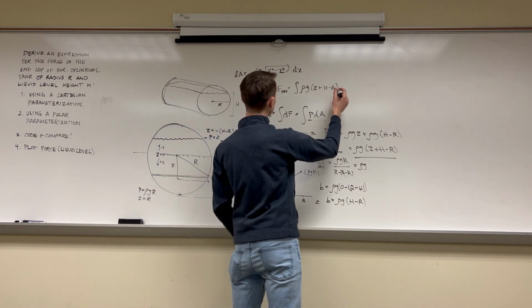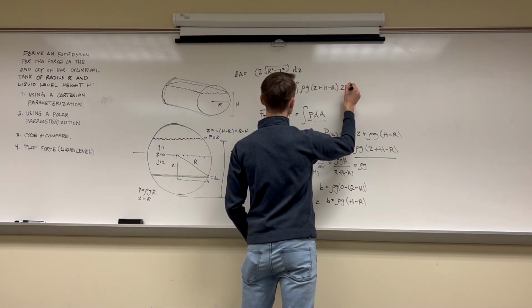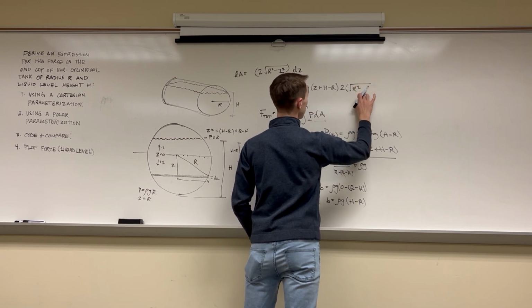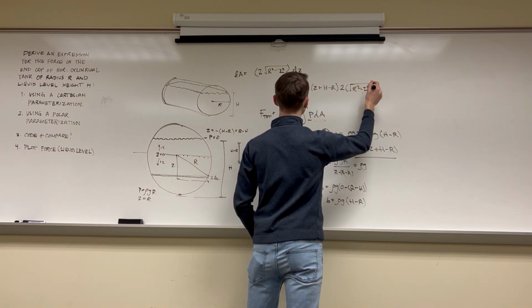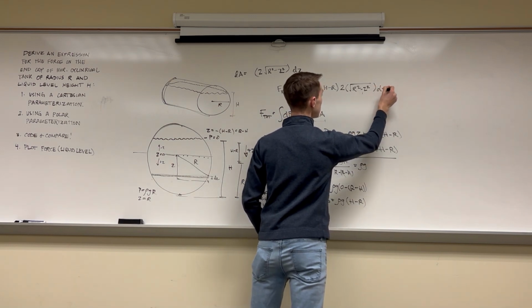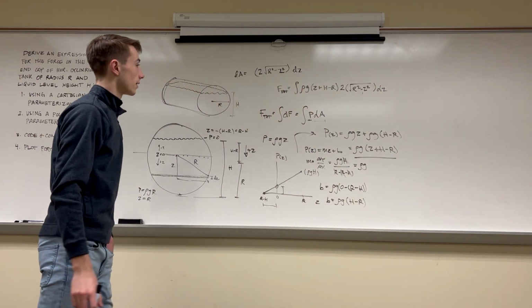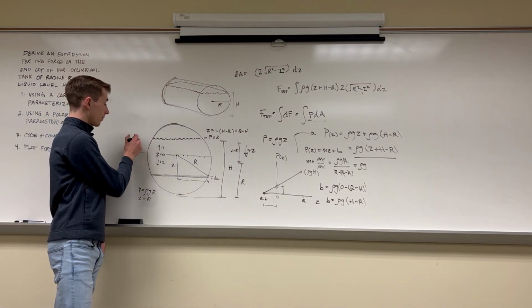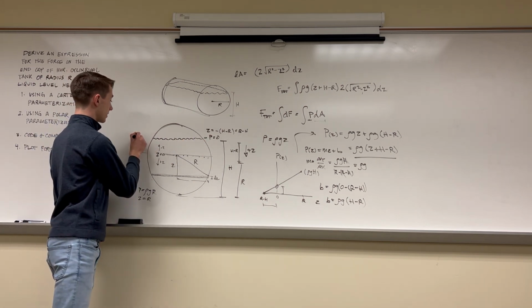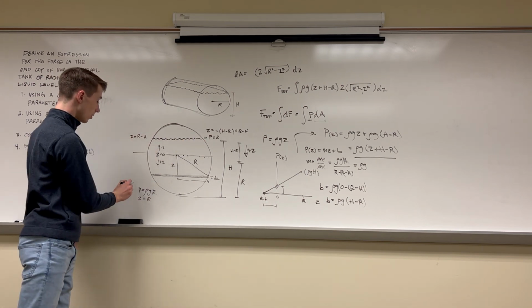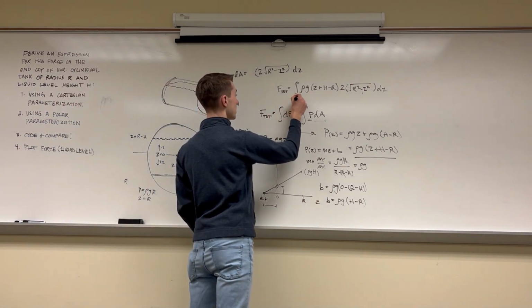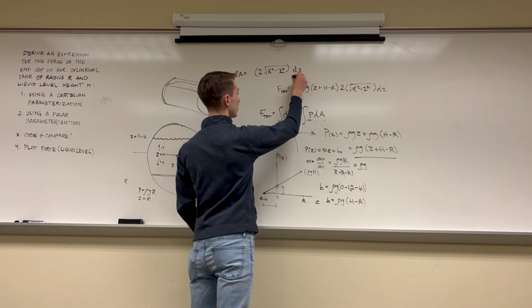times dA, which is 2 radical r squared minus z squared dz. All right, and then what are our bounds of integration here? Well, we're integrating from z equals r minus h all the way to z equals r. So that's going to be our bounds of integration. We have r minus h all the way to r.